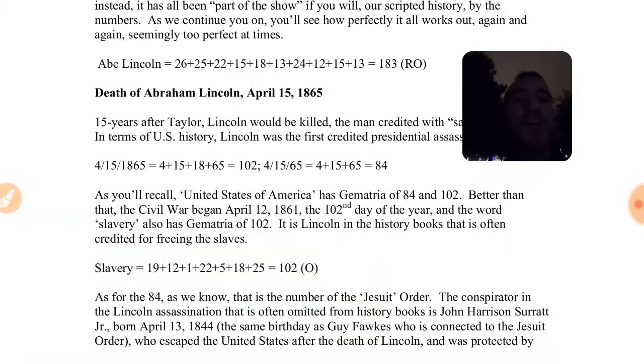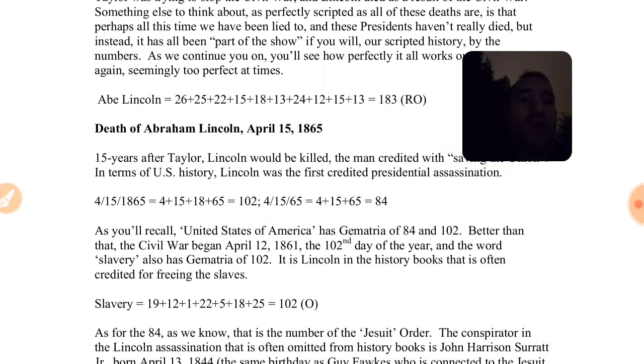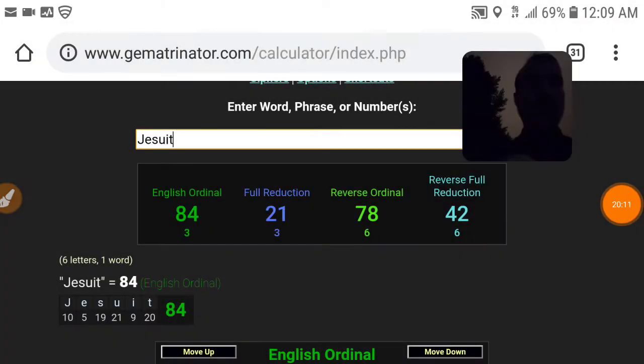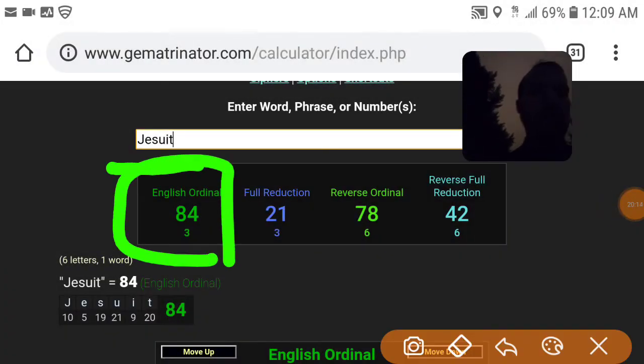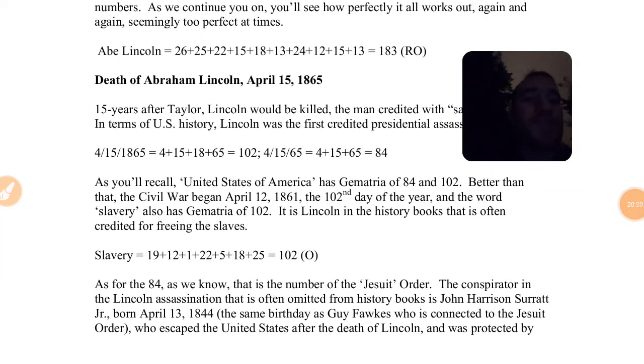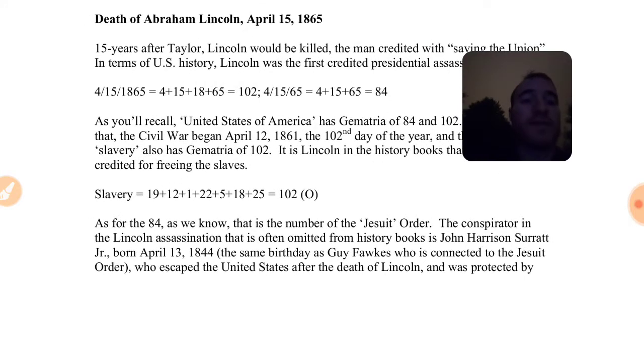As you'll recall, United States of America, so there's the date numerology of his death. 4 plus 15 plus 18 plus 65 equals 102, and 4 plus 15 plus 65 equals 84, our number connecting to Jesuits, 84. As you'll recall, United States of America has gematria of 84 and 102. Better than that, the Civil War began April 12, 1861, the 102nd day of the year, and the word slavery also has gematria of 102. It is Lincoln in the history books that is often credited for freeing the slaves. 102 in ordinal, slavery. As for the 84, as we know, that is the number of the Jesuit order, right?